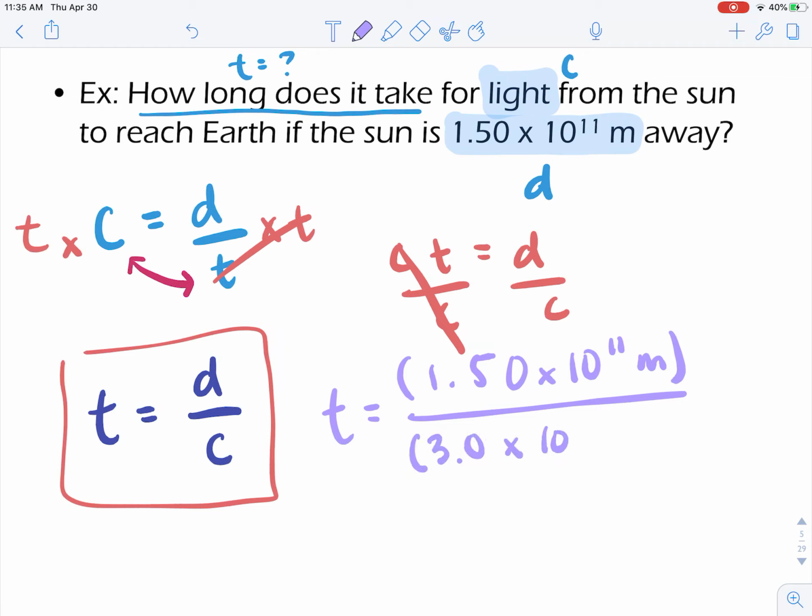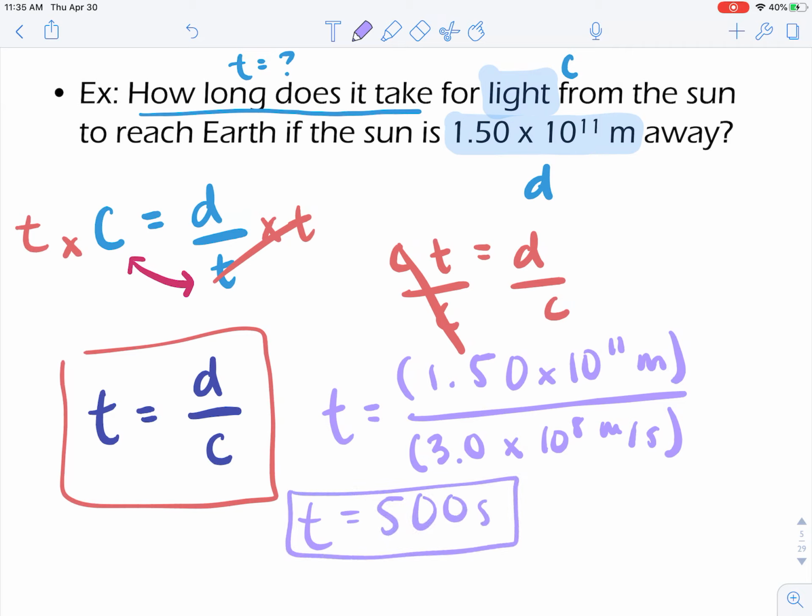If you do not have a scientific calculator available at home, there are free apps you can download, ask your teacher for more information, or Google it. But now I just plug in this information and solve. And when you type this into your calculator, you get that the time it takes to travel from the sun to the earth is about 500 seconds.